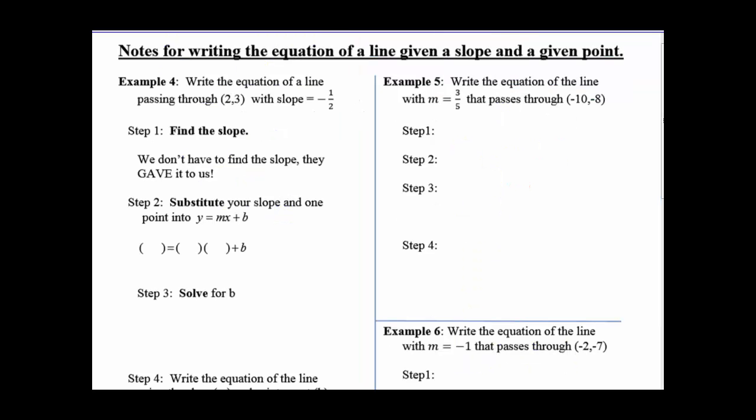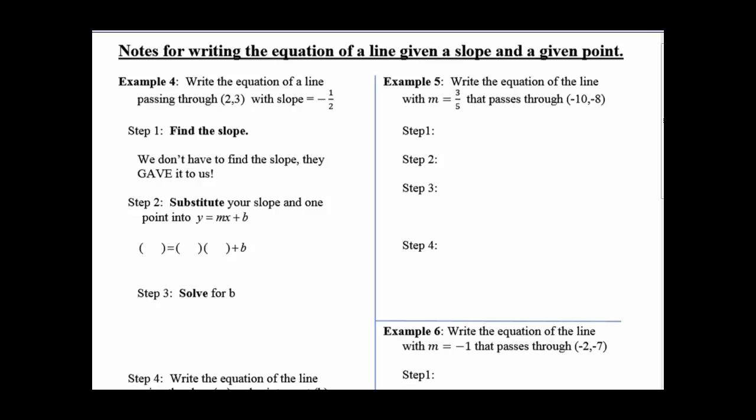Example 4 is now going to take us through writing the equation of a line given a slope and given a point. So we've already skipped a step. We already have the slope, so there's no calculating the slope. And then all we're going to do is just jump to that last step, which was step 2 and 3 from the previous page, and say, well, okay, if we have one point, we're going to take that point and plug it back in to find the equation. So if we have, again, 2, 3 with a slope of negative 1/2, we don't have to find the slope. They gave it to us.